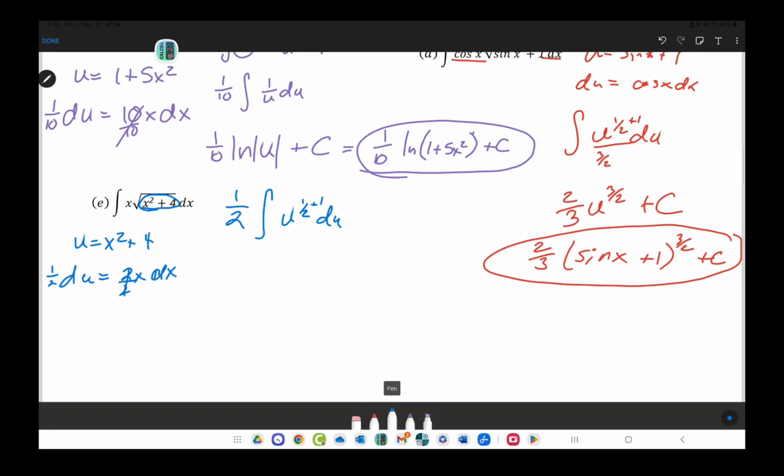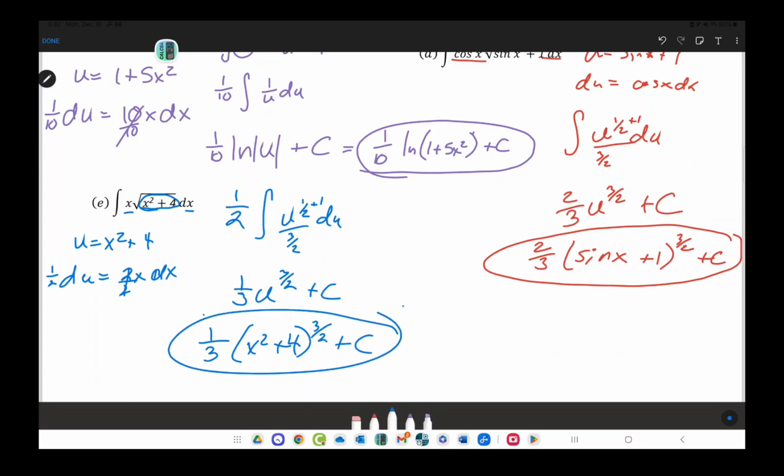Wait, so you're dividing by two because you don't have a two? Yeah. I don't have a 2, so I can replace x dx with 1/2 du. That gives 1/3 u to the 3/2 plus c, and since u is x squared plus 4, make sure you plug that back in, and don't forget c. So we will lose points if we leave it as u? Yeah.